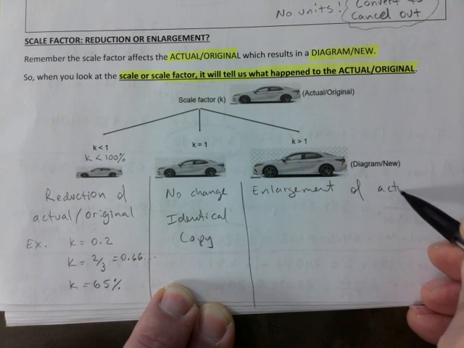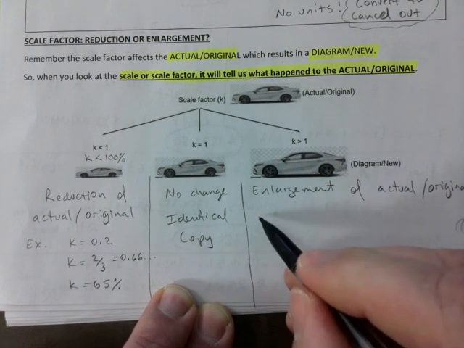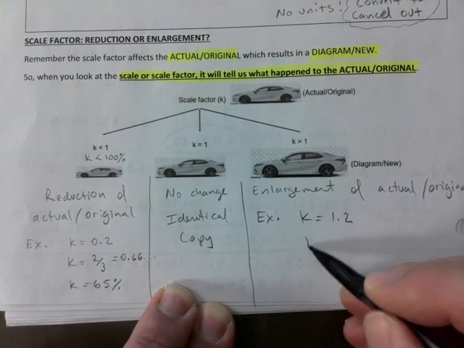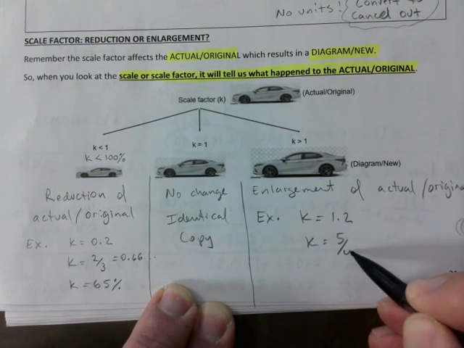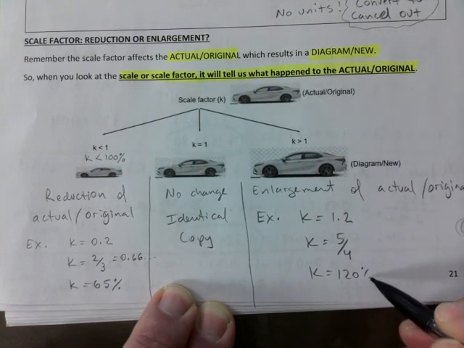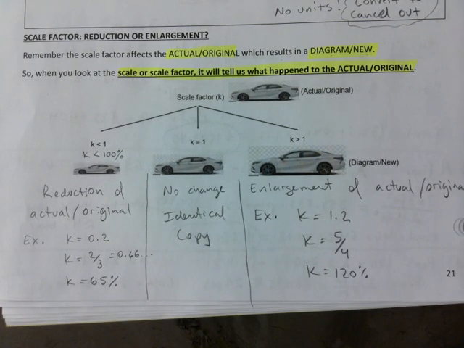Of actual over original. So examples: if k is 1.2, or k is 5/4, or k is 120%, all of these are really k greater than 1, so an enlargement of the original will have occurred.